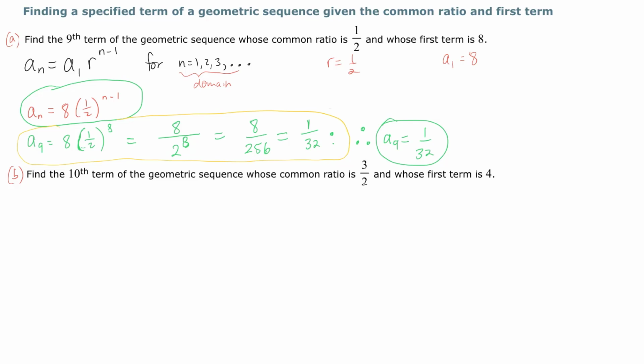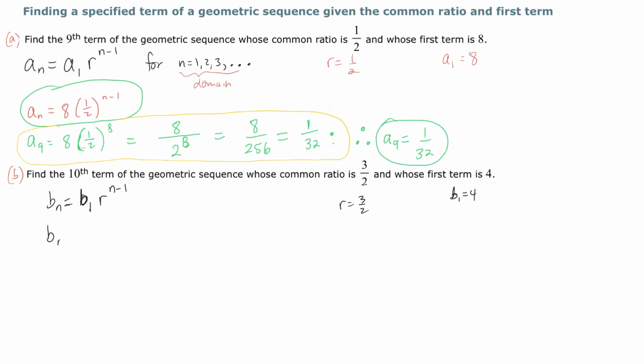Let's do example B. If you want to, you could pause the video and try it yourself, and then unpause it to check your answer. Find the 10th term of the geometric sequence whose common ratio is 3/2 and whose first term is 4. Once again, we can write the definition. b sub n is equal to b sub 1, how about that, b sub 1 times the common ratio raised to the n minus 1 power. And we know r is equal to 3/2, and the first term is 4. b sub 1 is 4.